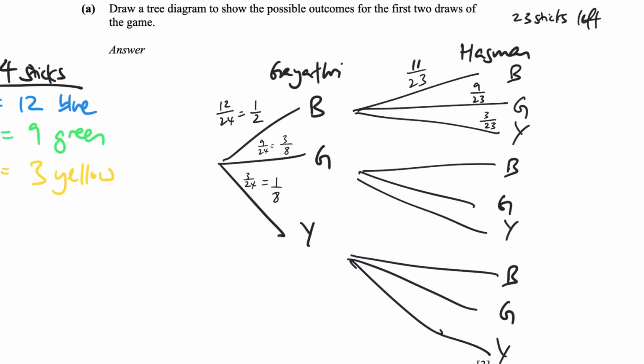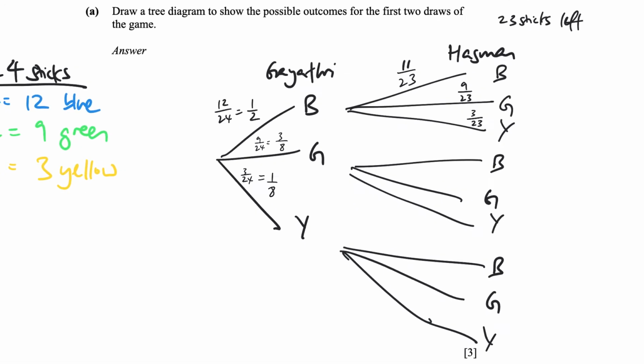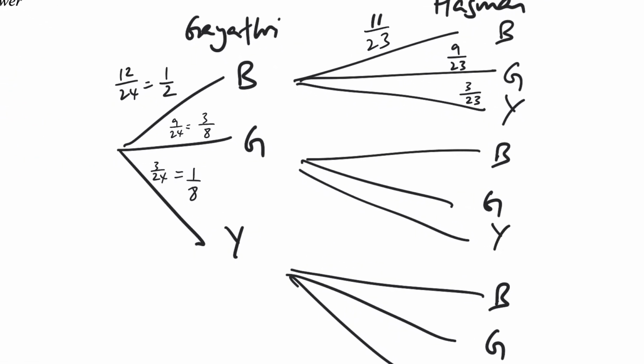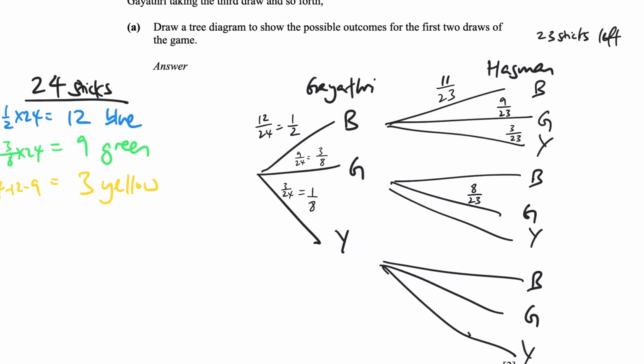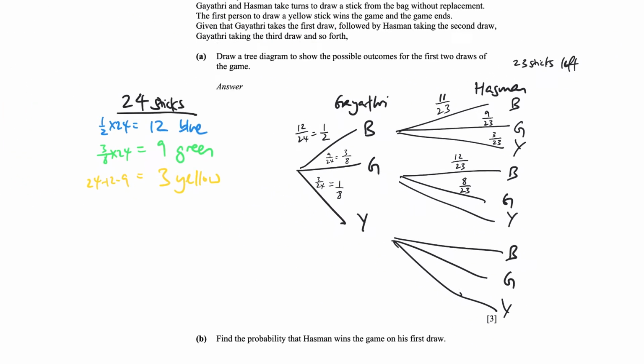And then we do the same for Hasman. If Gayatri drew a green at first, then we have 8 green left. So for green, it's going to be 8 over 23. For the blue, still 12, no change. And for the yellow, also still 3, no change.